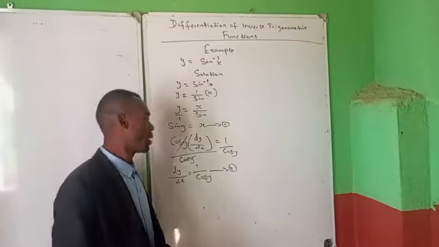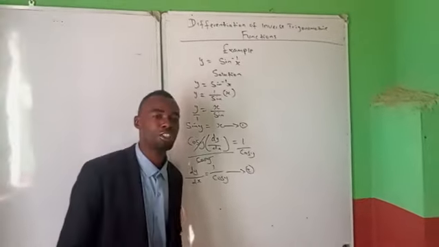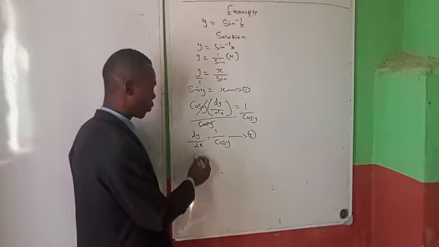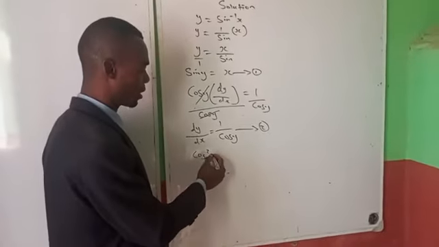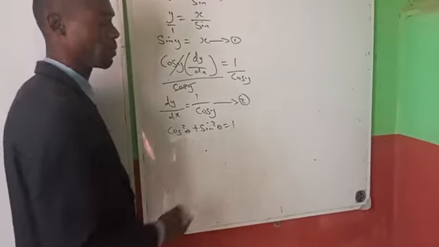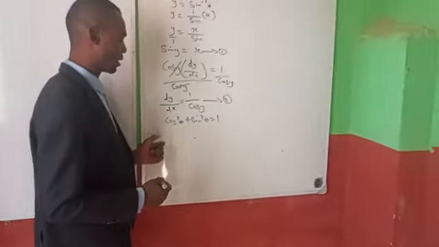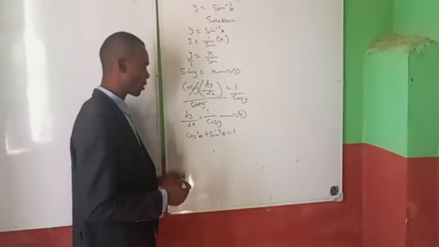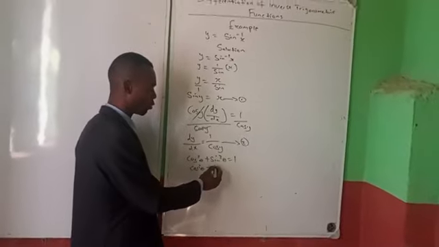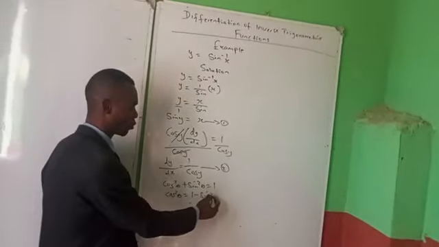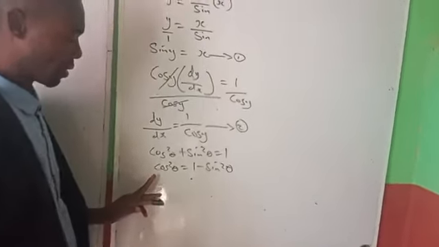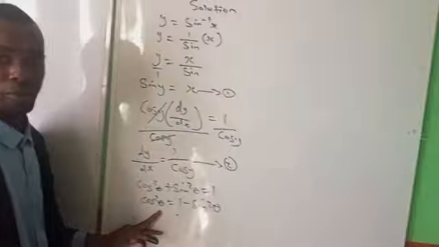Now, before moving further, in our trigonometric functions, we said cos square theta plus sine square theta is equal to 1. In this case, let's make cos square theta the subject of the formula. Let's say cos square theta is equal to 1 minus sine square theta. Now, I've made cos square theta the subject of the formula.